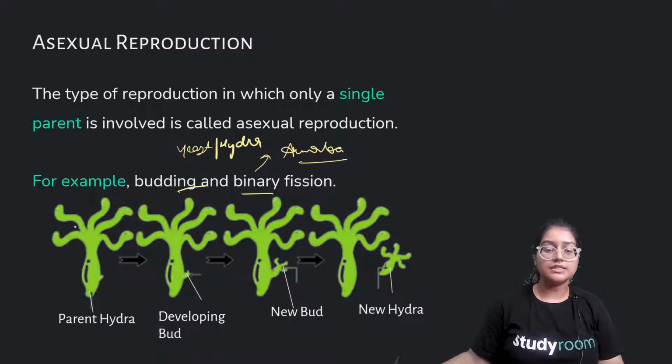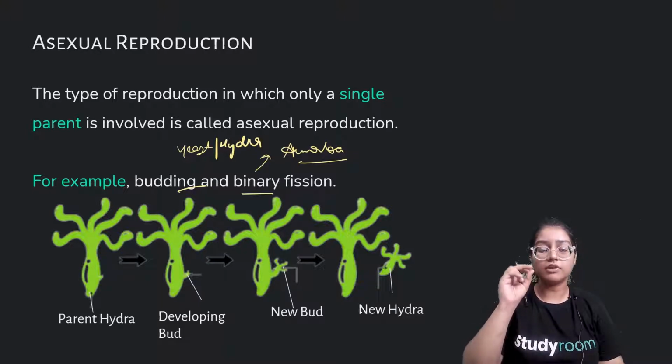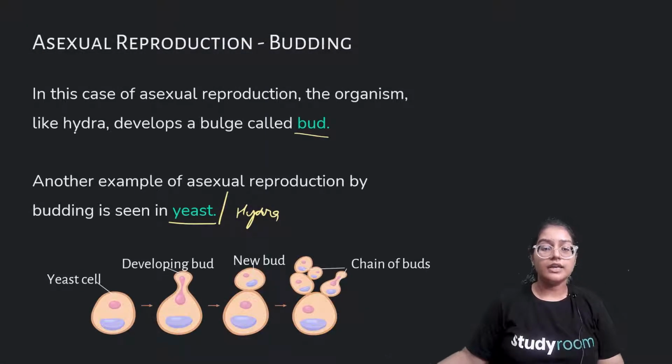In hydra, you can see a bud developing here. Later it grows into further tentacles, and then in the fourth step the bud detaches itself from the parent body and develops into a new organism, a new hydra. So this is budding, where a bud develops and later differentiates into a new organism. In asexual reproduction, organisms like hydra develop a bulge called a bud.